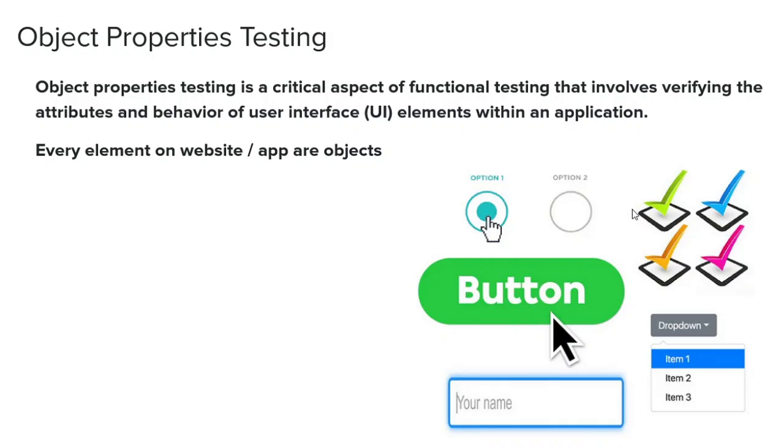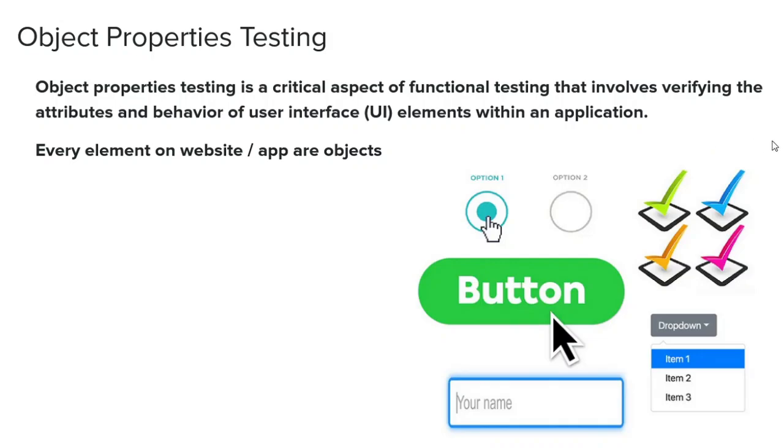Similarly, there can be checkbox elements, checkbox objects. So what is the behavior? Checkboxes can be selected multiple times as well. A radio button is selected one at a time, but with checkboxes we can select multiple checkboxes as well. What are the sizes of those checkboxes, the number of checkboxes, whether we can select all those checkboxes or not. All these properties and behavior we have to verify during object properties testing.